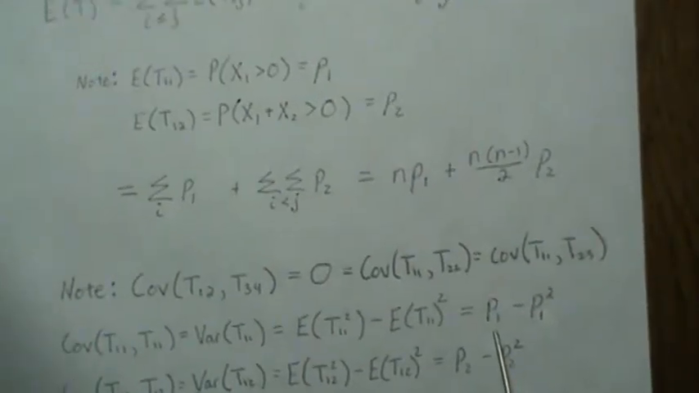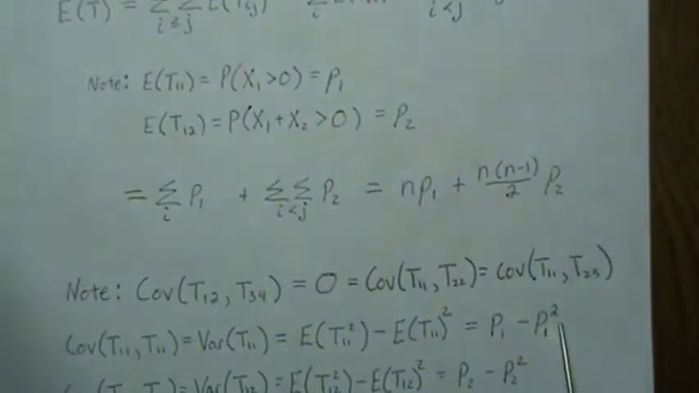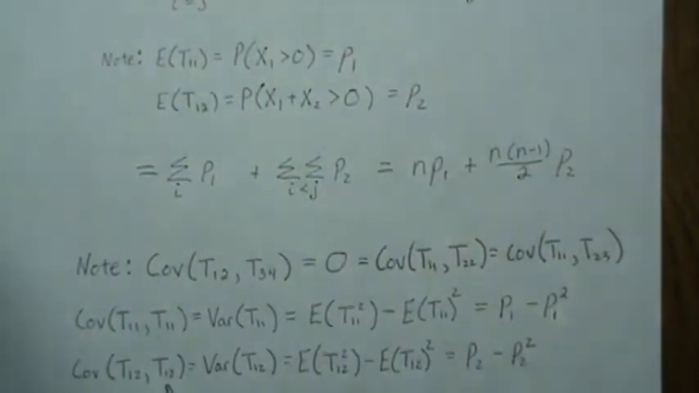So that's P1, and that's P1 squared. And now another way that we can have common indexes is where these two equal these two. So to find the variance, it's the expected value of T12 squared minus T12. And since this is an indicator, a 0, 1 variable, this is actually equal to the mean.